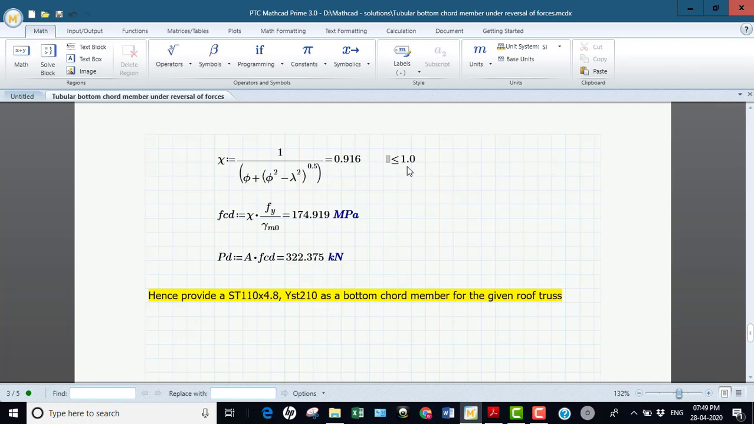This should always be less than 1. If I know the value of chi, I can calculate fcd. Fcd is approximately 175, then you multiply by the area of cross section. The capacity is found to be 322. It is very safe against your compression. Therefore, for this bottom chord member, the pipe of designation ST 110 by 4.8 YST 210 is safe both under tension as well as compression. Thank you.